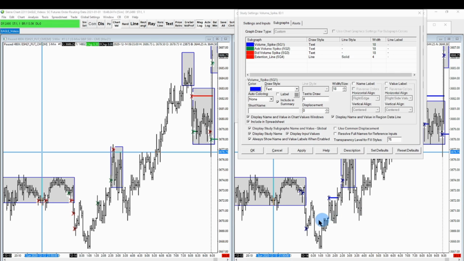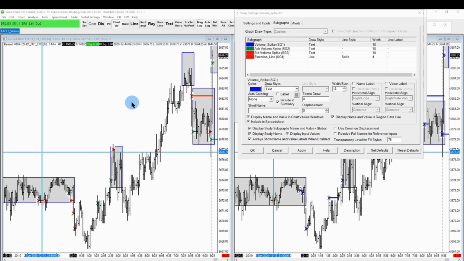Hi Sierra Chart users. The Volume Spike study from the Eagle Studies and the Falcon Chartbook alerts the user when there is a spike in a bar's volume relative to the average volume of a few bars back. The signals are given live during the creation of the bar and produced as soon as the volume of the bar exceeds the average volume of previous bars by a specific percentage.